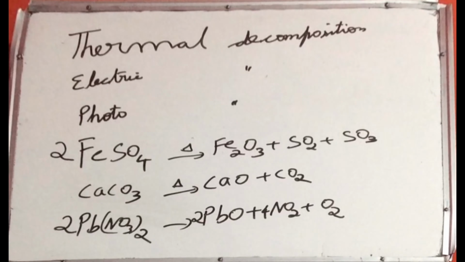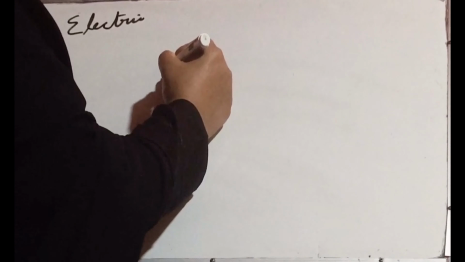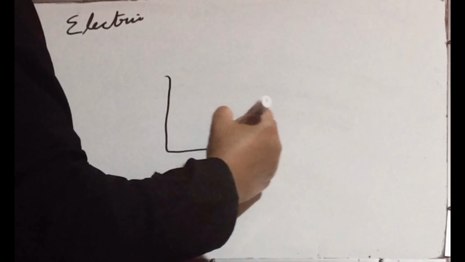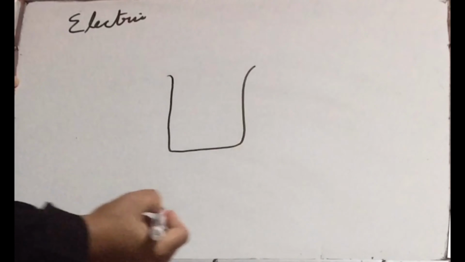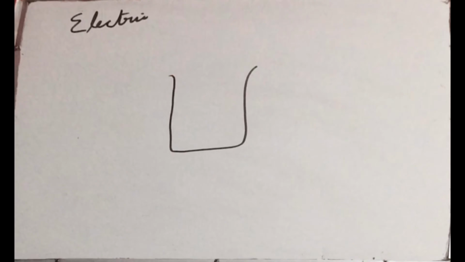Next we will see electric decomposition. Electric means what? Decomposition that takes place by supply of electricity. For this, the experiment is you have to take a plastic mug. Take one plastic mug. Drill 2 holes in the bottom.